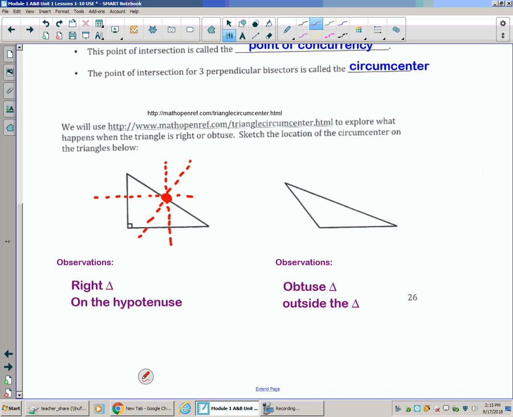If I draw in all three perpendicular bisectors for an obtuse triangle, which just means one angle is greater than 90, it always happens to happen outside of the triangle, like we see in the example on the right side here. But we still call it a circumcenter no matter where that point happens to fall when perpendicular bisectors meet.